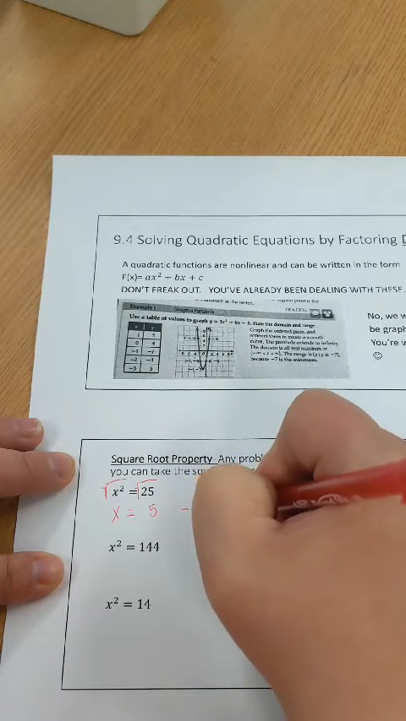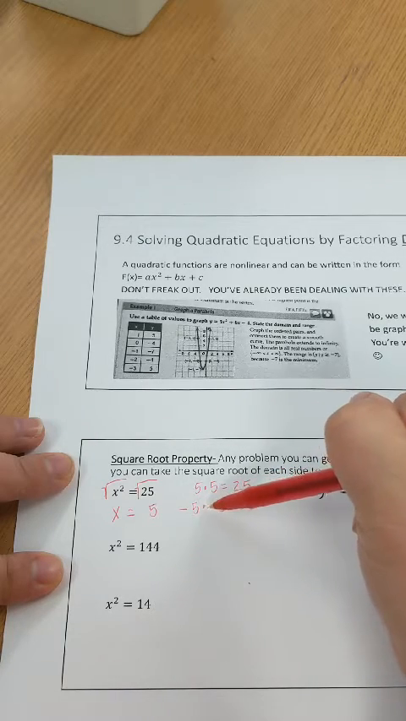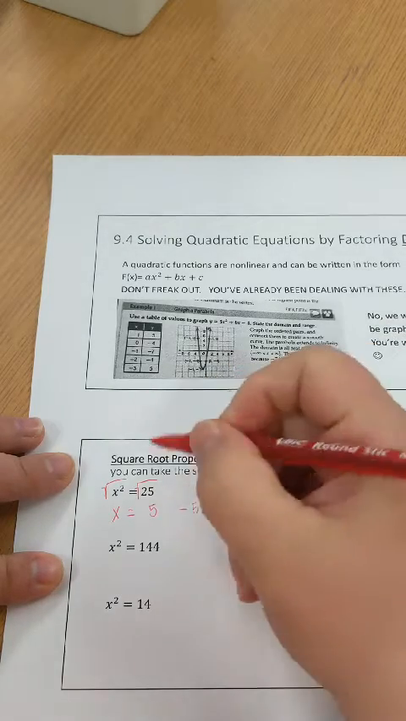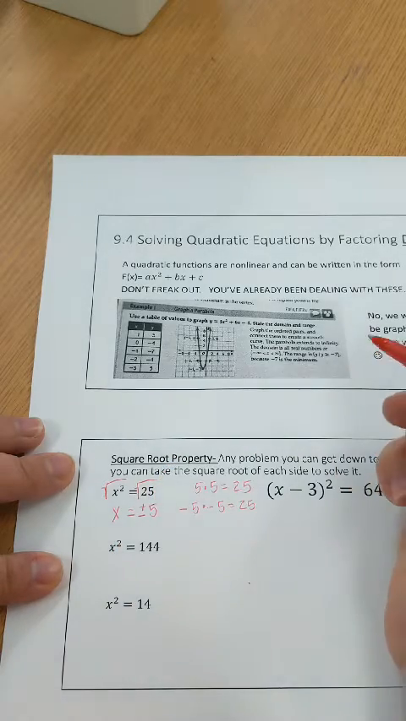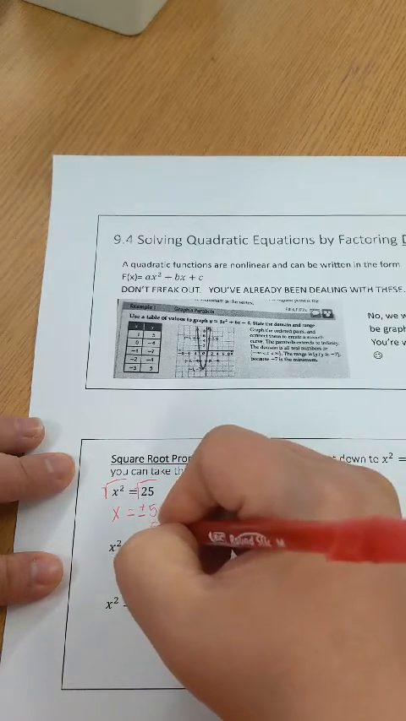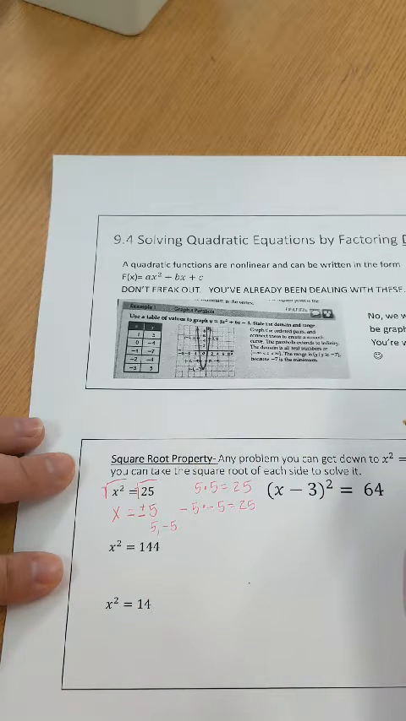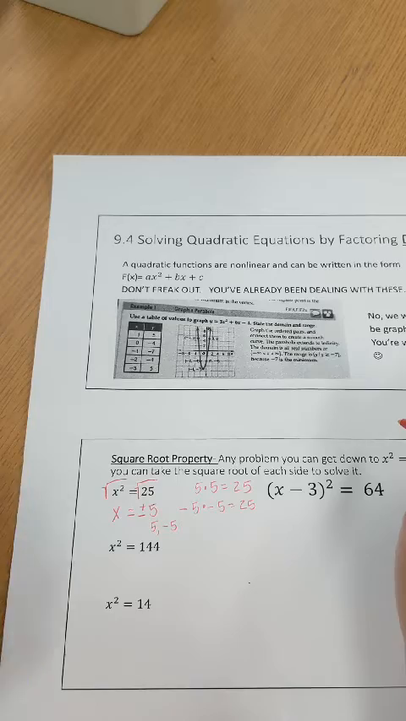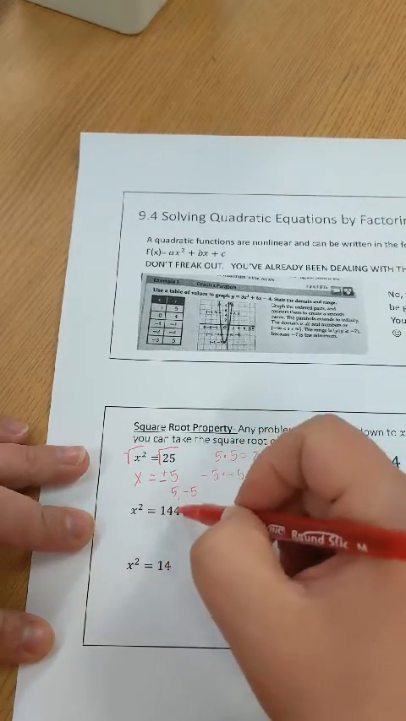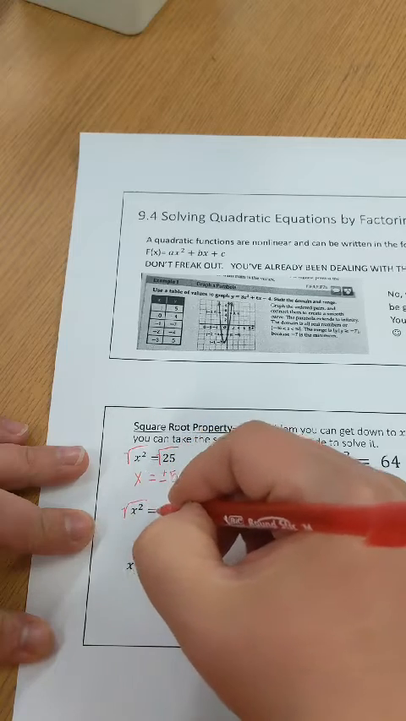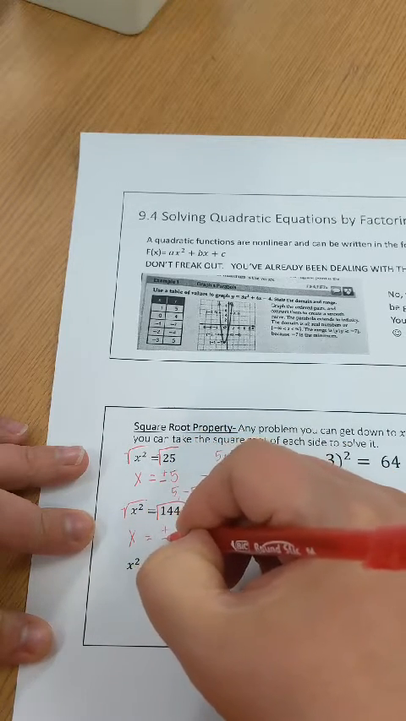So remember, 5 times 5 is 25, but so is negative 5 times negative 5. So the answer is actually plus or minus, or you could separate them and put 5 and negative 5. But the lazy way is this way. Okay, so we have something squared equals a number, so we just square root both sides. So x equals plus or minus 12.